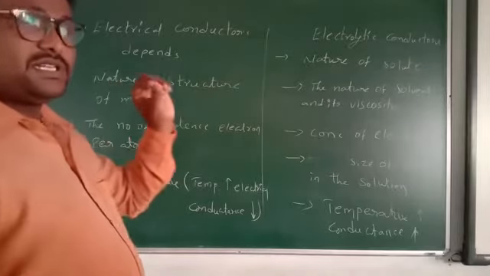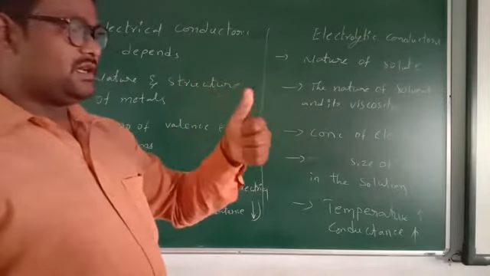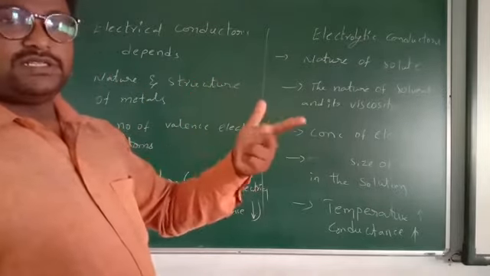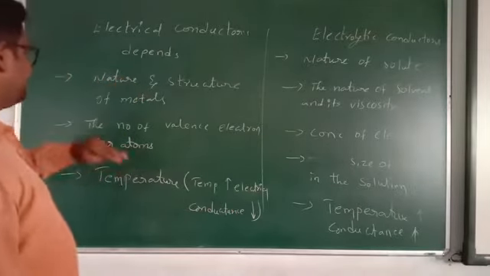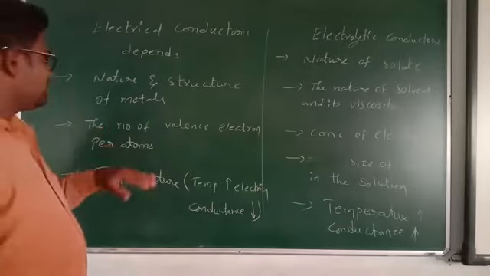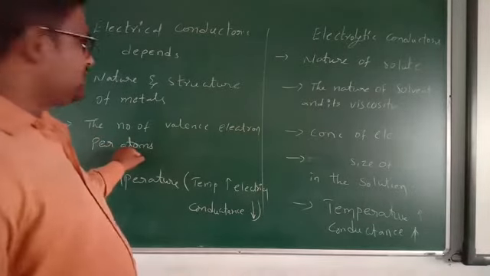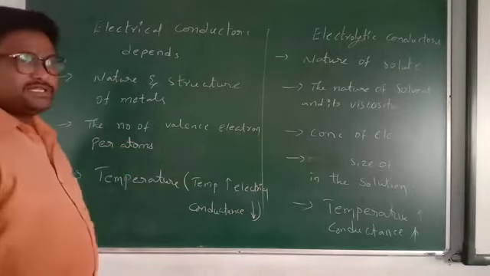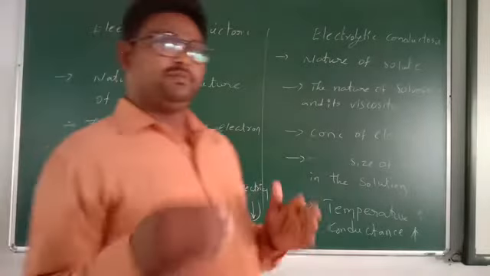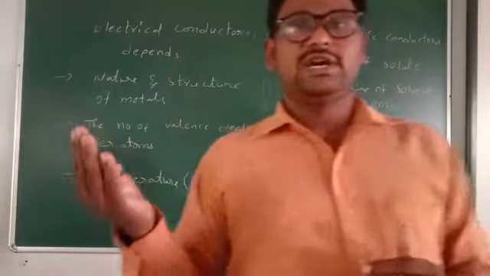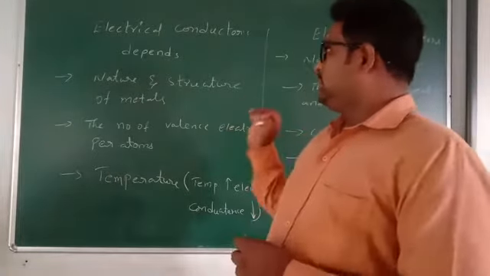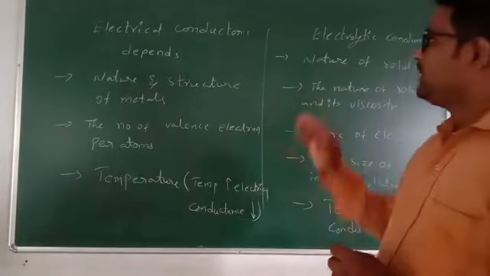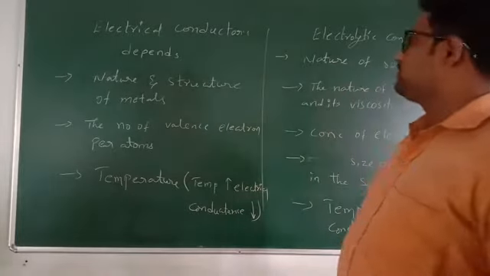Next, the nature of solid substances: there are good metal conductors, semiconductors, and insulators. That is called the nature of the metal. Then the number of electrons present per atom, so valence electrons we have to consider. Generally in metals, as temperature increases, conductivity decreases. So these are the differences between electrical conductors and electrolytic conductors.